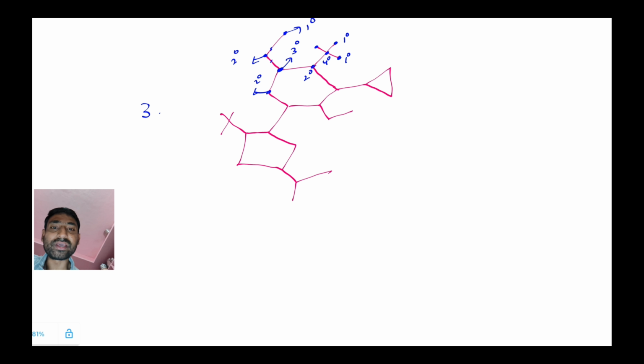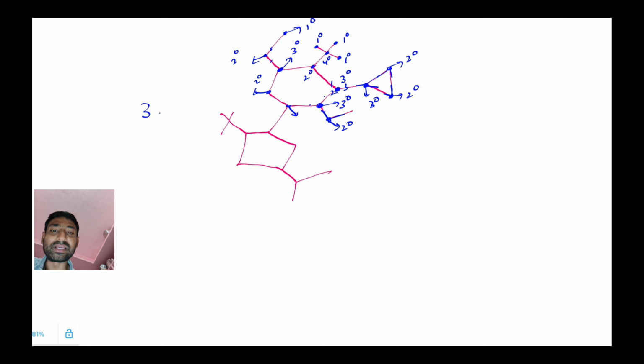Here, tertiary, because 1, 2, 3 linkage is there, tertiary. Here 1, 2, 3 carbons are there, tertiary. Here 1, 2 are there, secondary. Here 1, 2 are there, secondary. Now move to here. This linked with 1, 2 means secondary. Here it linked with 1, 2, 3 means tertiary.